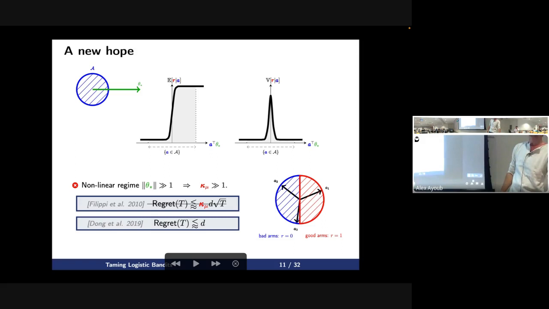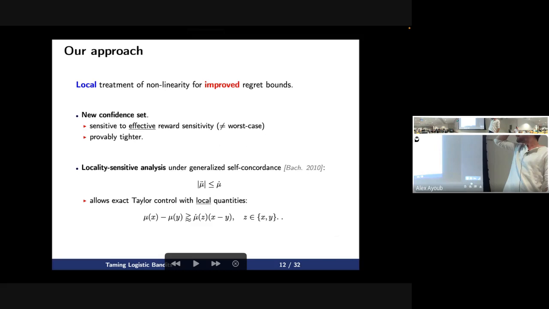How to do this? Well, we are going to stick with optimistic algorithms. Optimistic algorithms are really tied to the type of confidence set that you use. We know that we have different areas where, depending on where our action interacts with the sigmoid, they are more or less informative. And so we basically need a confidence set that is effective to this reward sensitivity and this signal to noise ratio that is not homogeneous over all the decision sets. Okay. So we need a new confidence set.